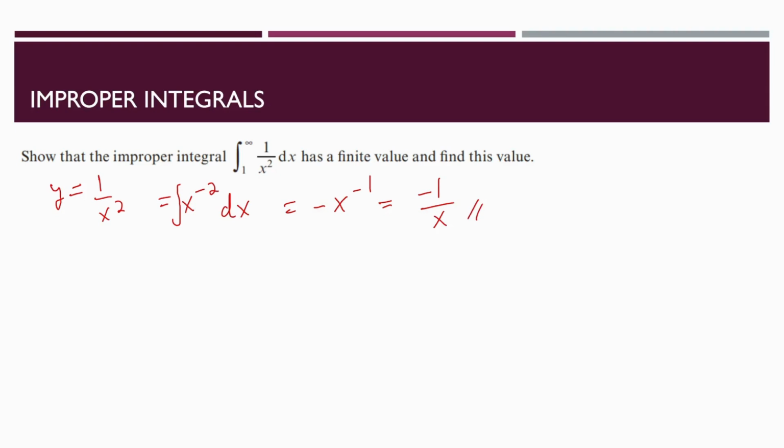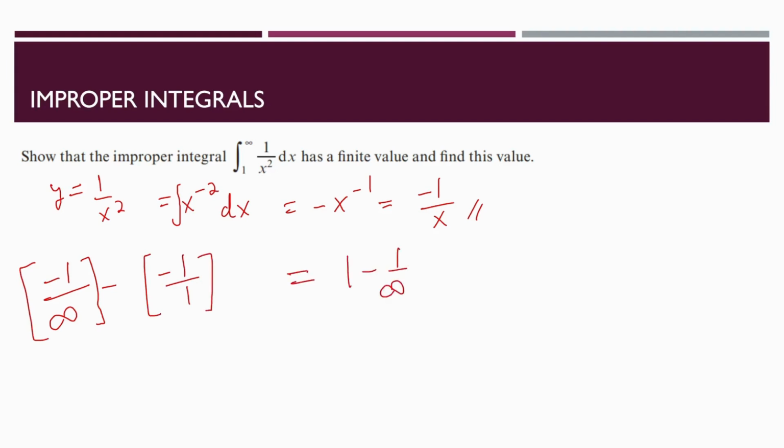Alright, so upper limit minus the lower limit, as you already know, minus 1 over infinity minus 1 over 1. So this gives you 1 minus 1 over infinity. Alright, so this might be confusing for some people, but now there is something that we are going to do with infinity. So we have to understand what is going on. 1 over infinity, what value is this going to become?